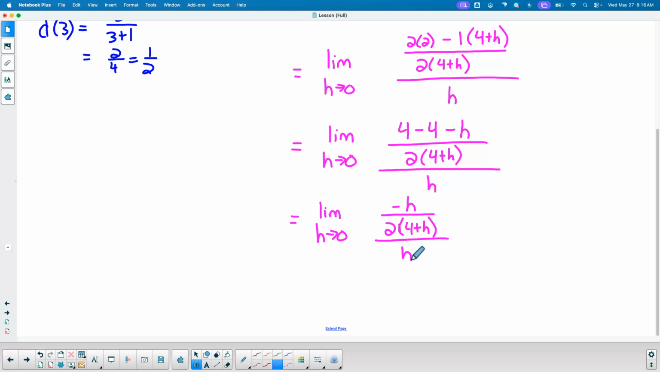With fractions, got a fraction and a fraction. Do I like a fraction and a fraction? Okay, so what's my 3 words for dividing out fractions? Keep, change, flip. So this is going to be like negative h over 2 times quantity 4 plus h. That's my keep. I change my divide to a multiply. I change h over 1 to 1 over h. Now what can happen?